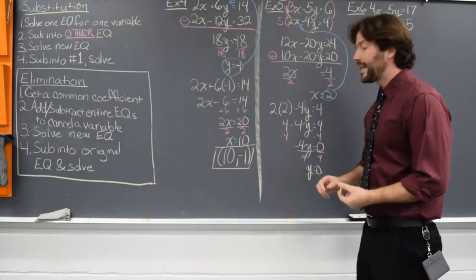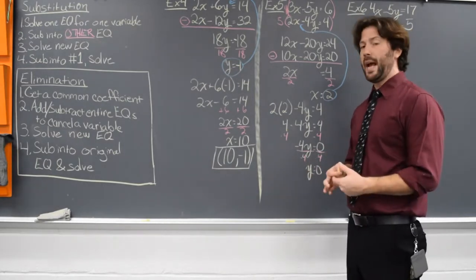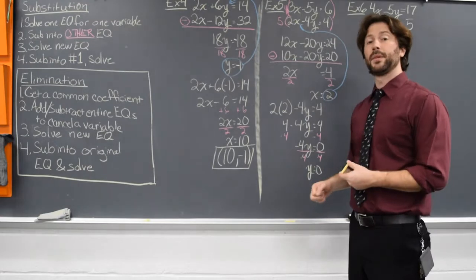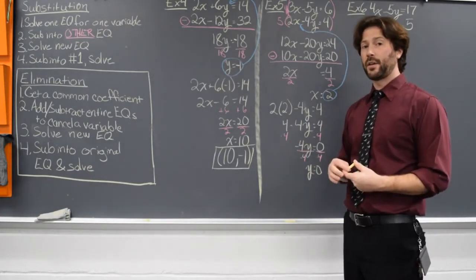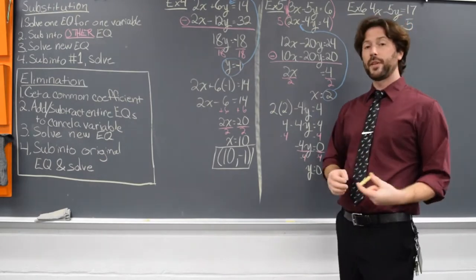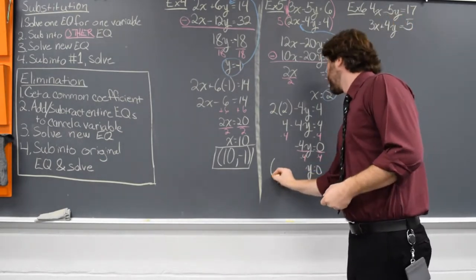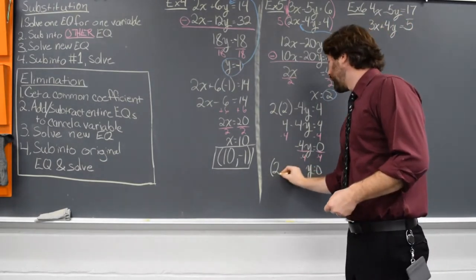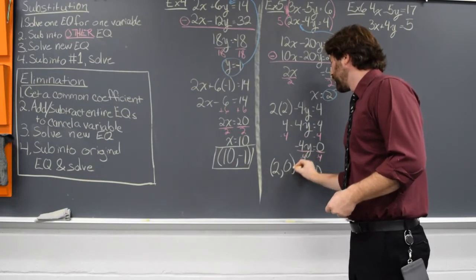Now, we might see y equals 0 and think, oh no, that's an error. But guys, 0 is a number, okay? How many Ferraris do you have in your garage? 0. It's fine, okay? So 0 is a perfectly acceptable answer. So our answer here is the ordered pair (2, 0).